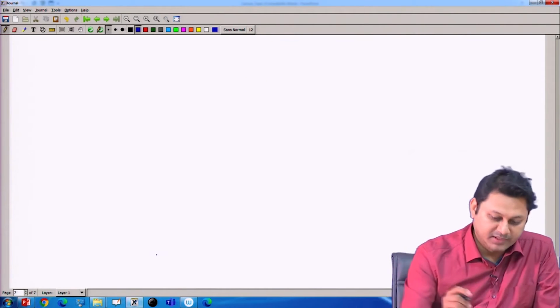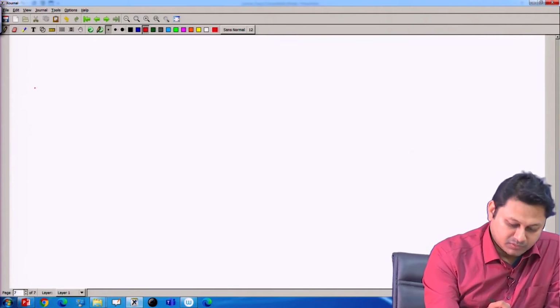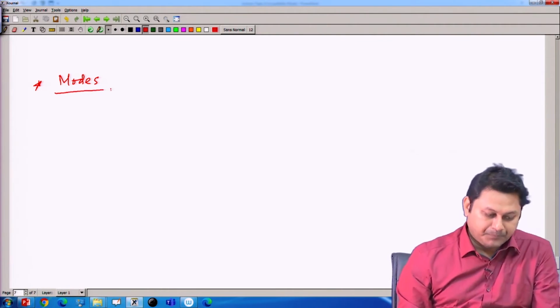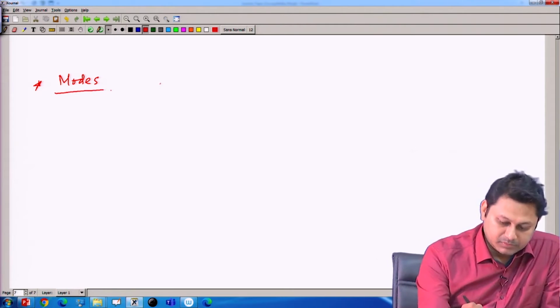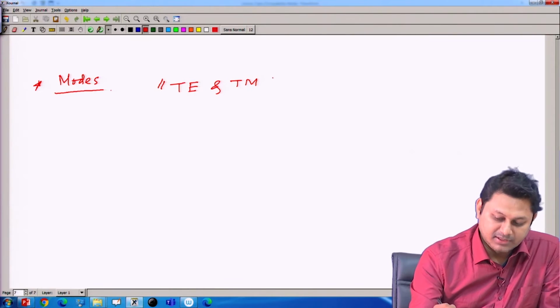Okay. So, that is the thing we need to know at this point. Next, we are going to start today's main topic that I mentioned, the concept of modes, which is very, very important. So, let me start with modes. Let me write two terminologies, TE and TM modes. I will explain this in detail.